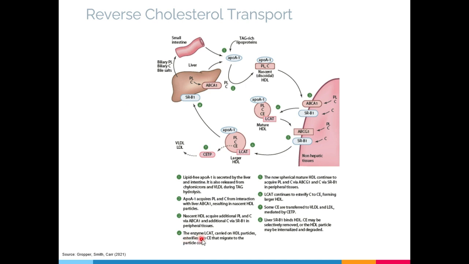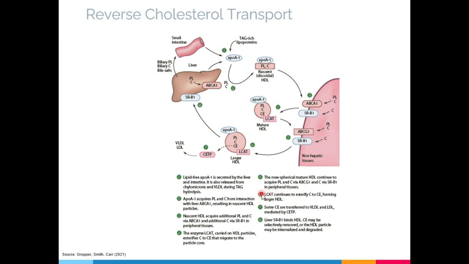Then, step 4, the enzyme LCAT or lecithin cholesterol acetyltransferase carried on HDL particles esterifies C to CE that migrate to the particle core. So, kinahanglan nga ma-esterify sa cholesterol para ma-internalize ang cholesterol. Next, the now spherical mature HDL continue to acquire PL and C via ABCG1 and C via SRB1 in peripheral tissues.